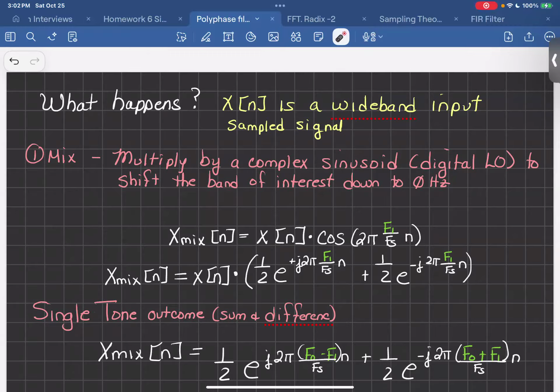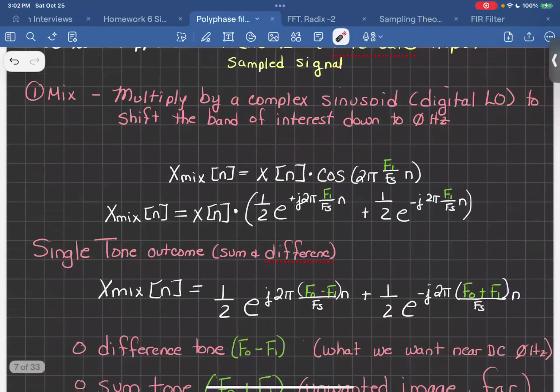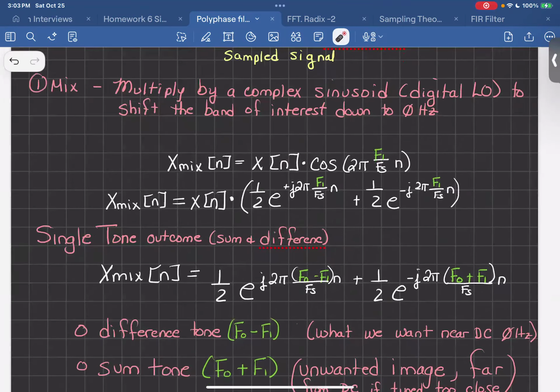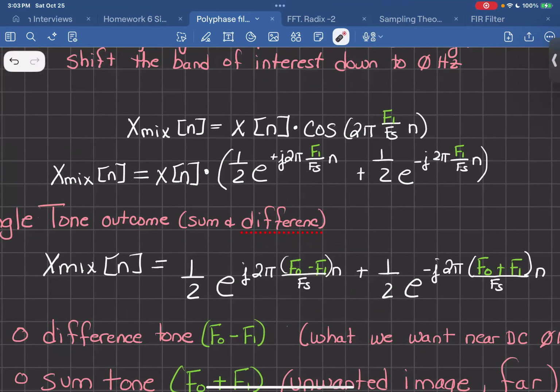Our incoming signal, x[n], is a wideband input sampled signal. Wideband means that it has a large bandwidth of frequencies. So the first thing we do here is we mix. We multiply by a complex sinusoid, and that's our digital local oscillator. And we're going to shift. What the mixing does is shift the band of interest down to 0 hertz. So we don't lose any information. We just take the information and shift it all to a lower frequency.